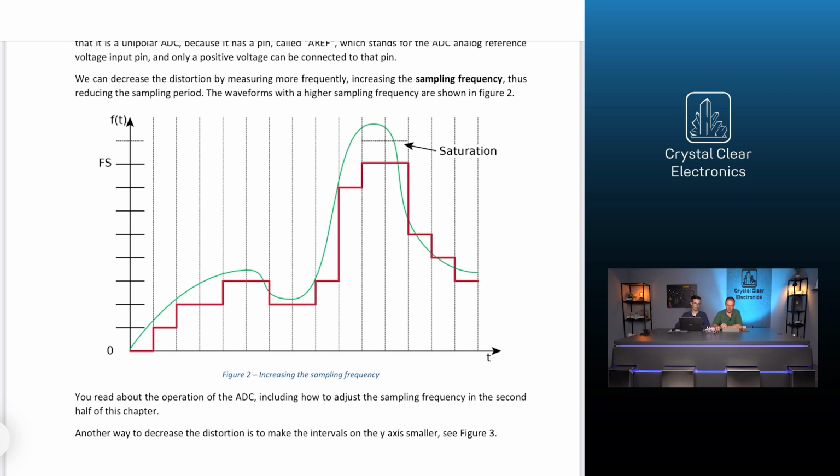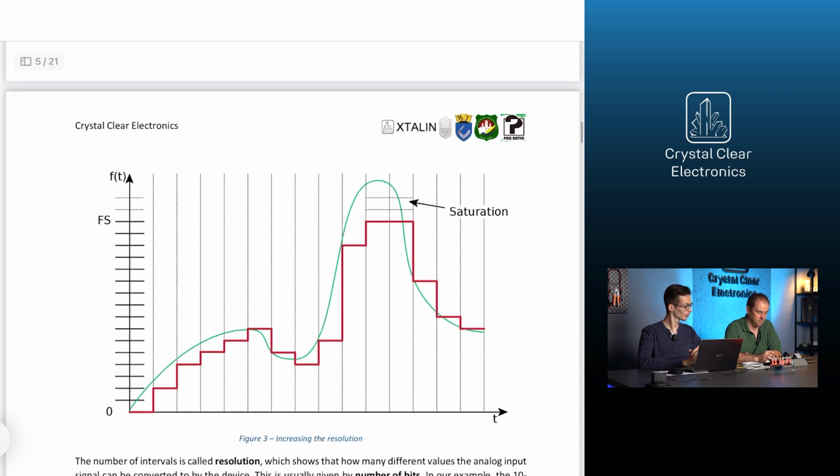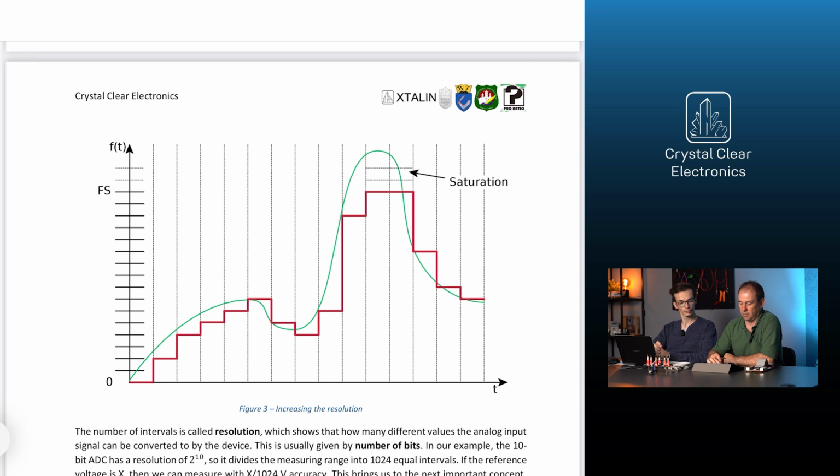We could decrease the distortion by measuring more frequently, increasing the sampling frequency, thus reducing the sampling period. The waveforms with a higher sampling frequency are shown in figure 2 in the documentation. The horizontal axis shows that we sample the analog signal at smaller intervals. Another way to decrease the distortion is to make the intervals on the y-axis smaller, as you can see in figure 3 in the written material.